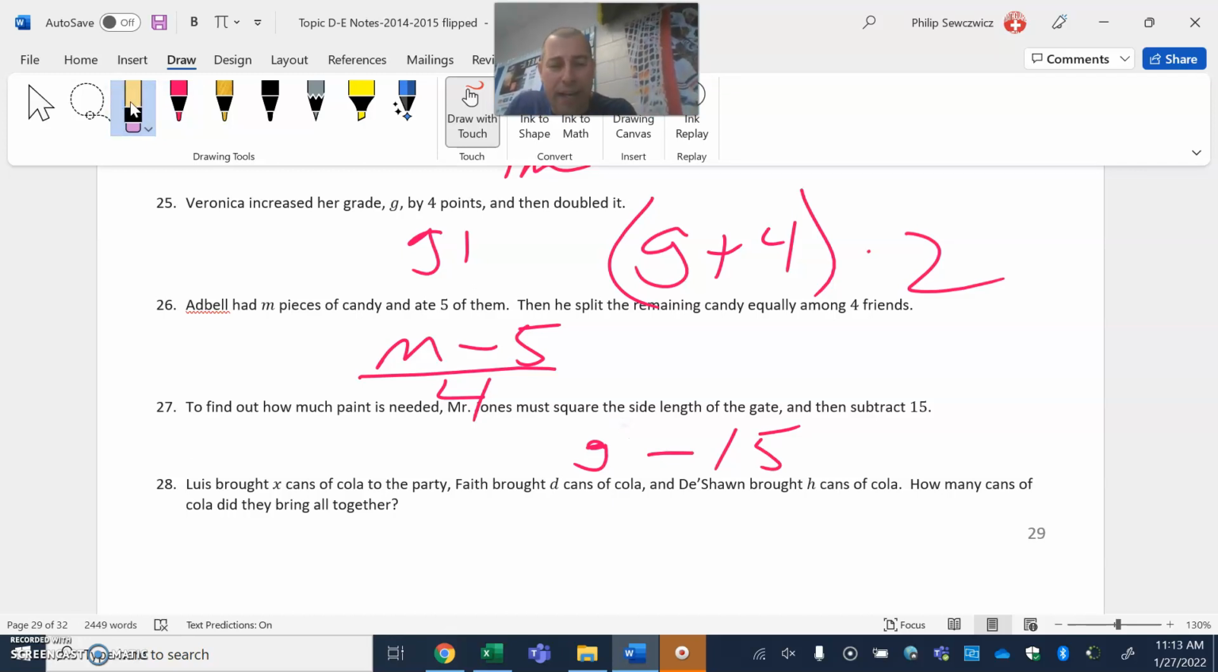People, I'm staring at that exponent. I can do better. Let me see. There you go. That's a little bit better.